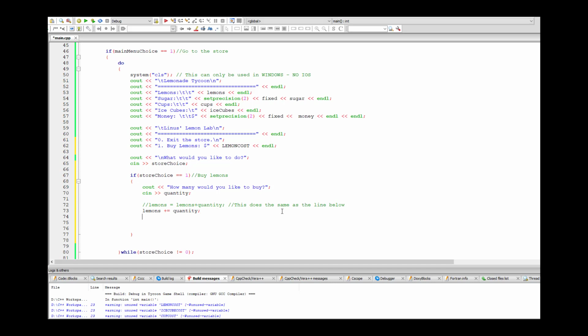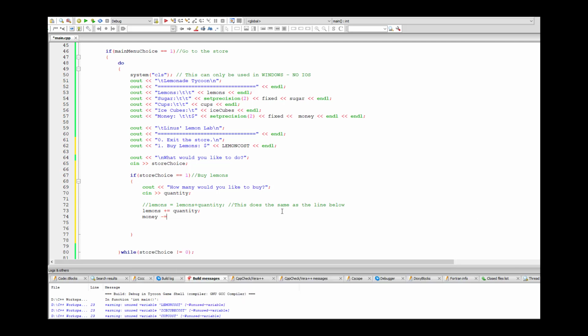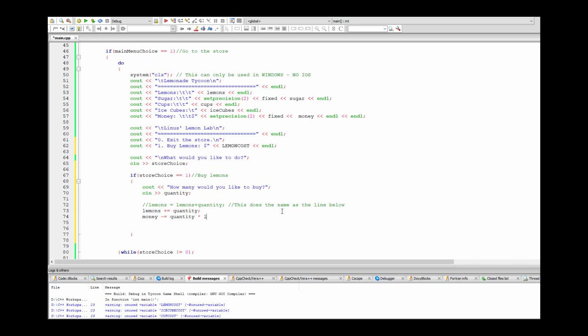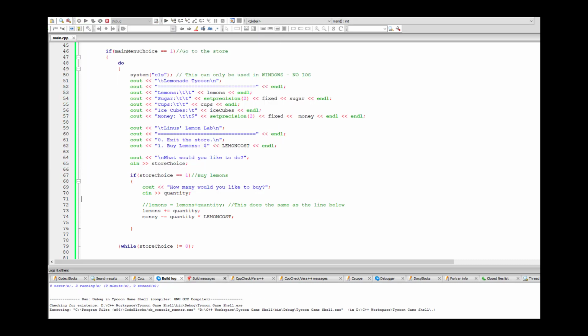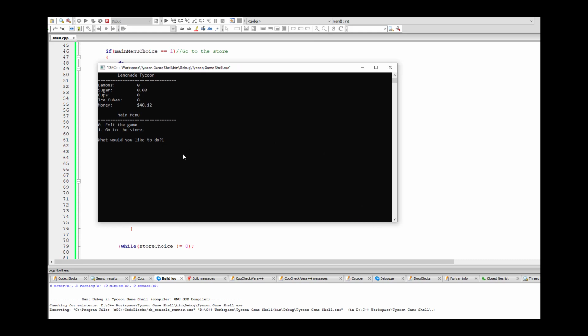So if I bought 10 lemons, then I'm going to add 10 to my lemons. And then money minus equals. How much do we take away? It's going to be the quantity times the lemon cost, the unit cost of the lemons. Now there is going to be a slight problem that can arise from this, and we'll go over it in a minute, but we will just take a look and make sure this works. So here we go. I'm going to go to the store. I want to buy lemons, and let's just buy, I don't know, 24 lemons.